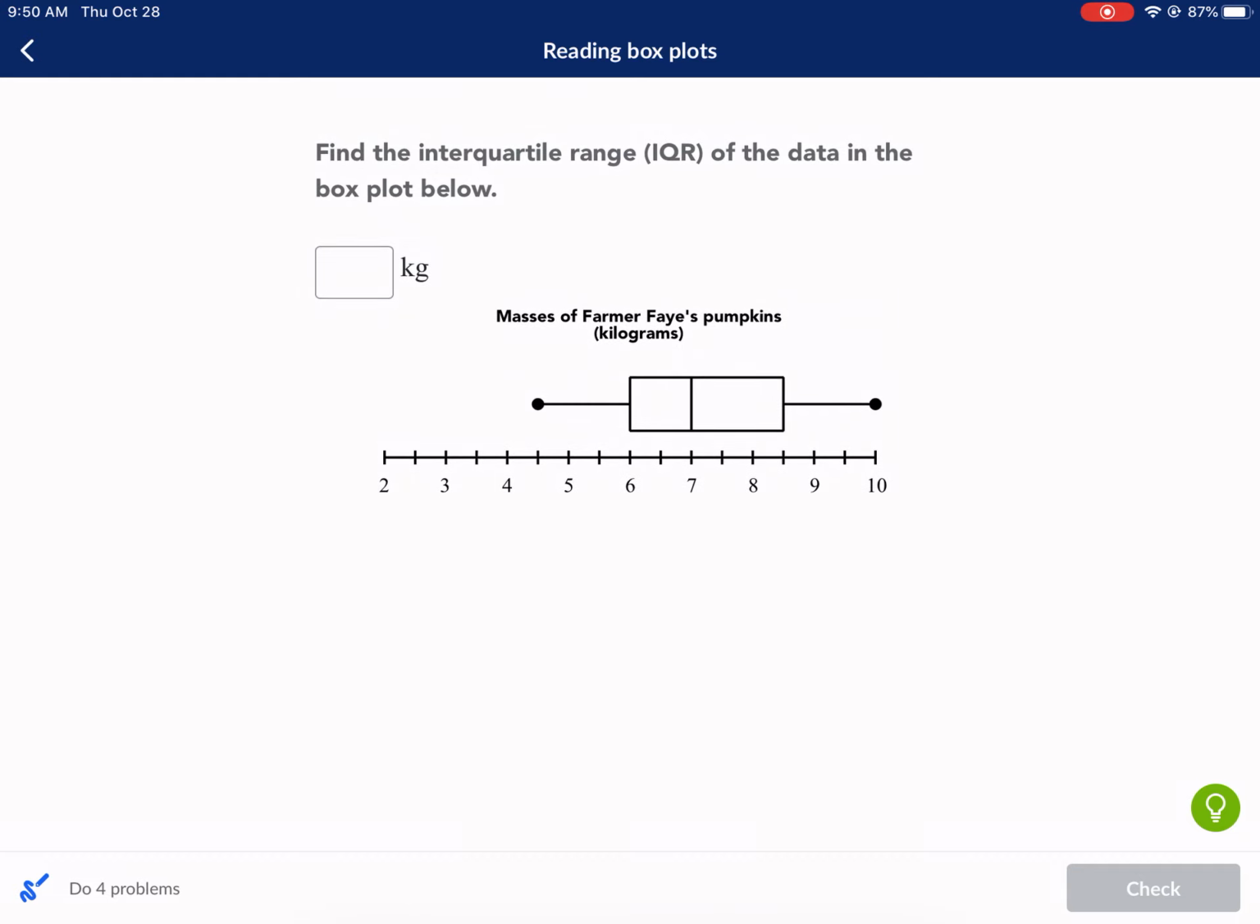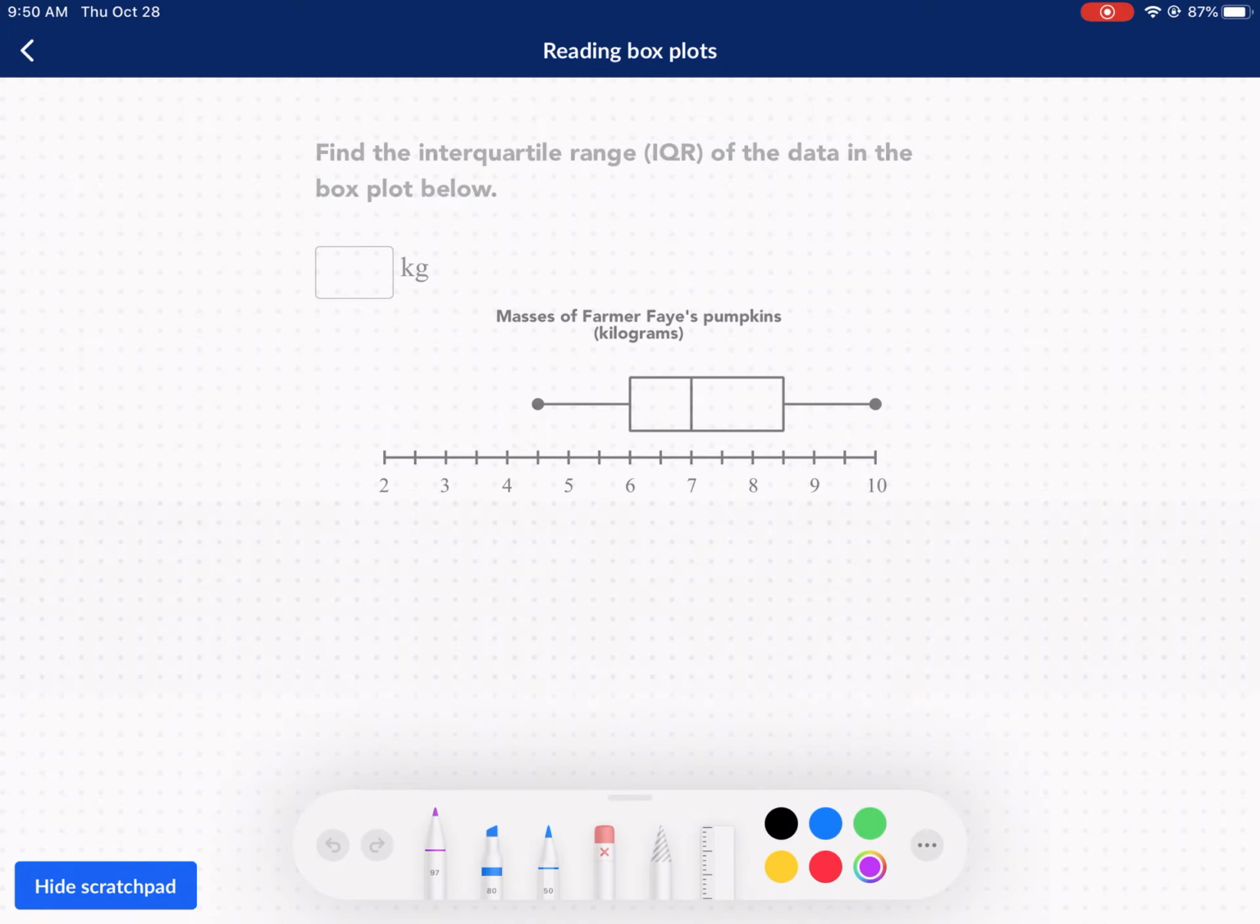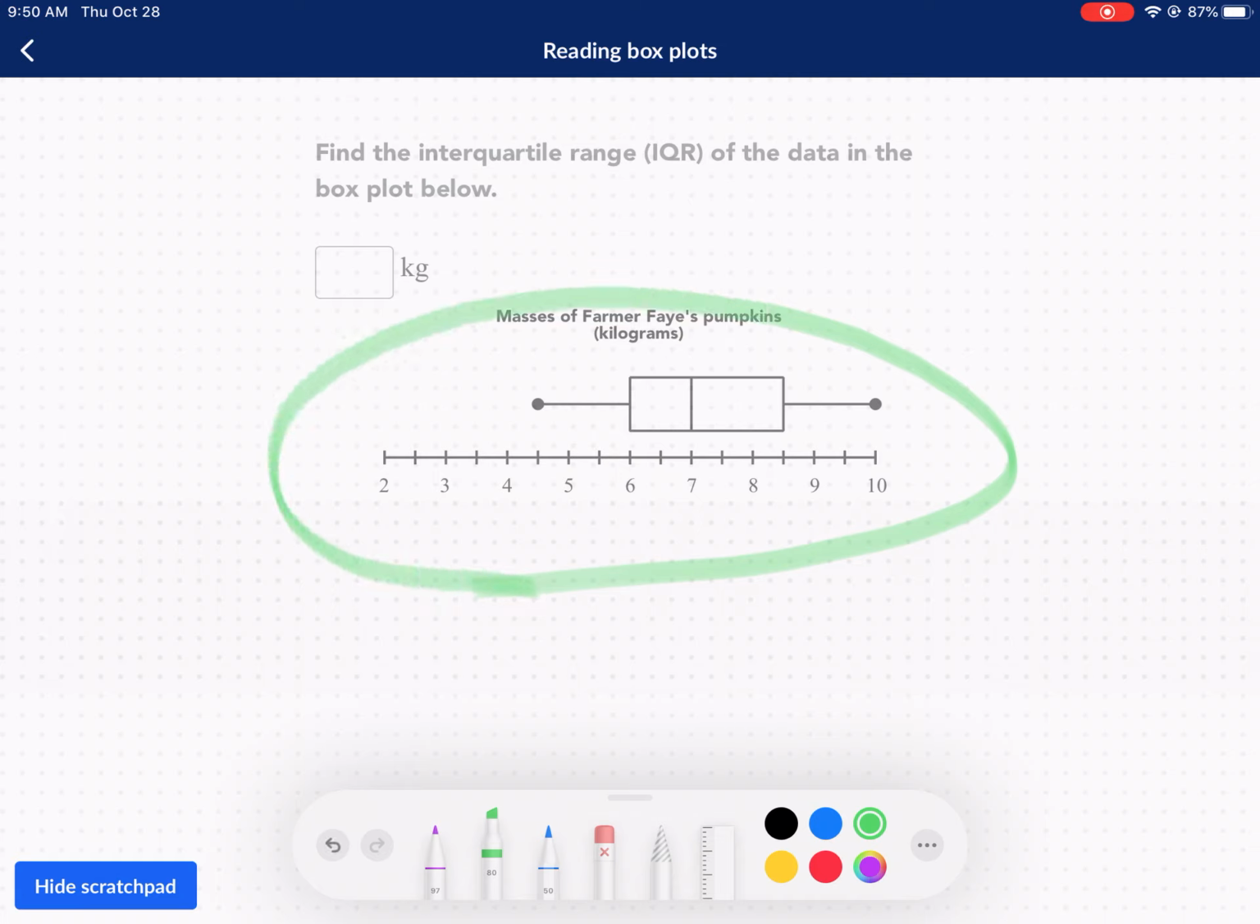Find the interquartile range of the data in the box plot below. So let's just break down what a box plot is. It's a really good way to represent data. In this case, we have massive farmer face pumpkins. Halloween's coming up, so everyone's on this pumpkin craze. But here is the data that represents the mass of the pumpkins, how heavy they are.